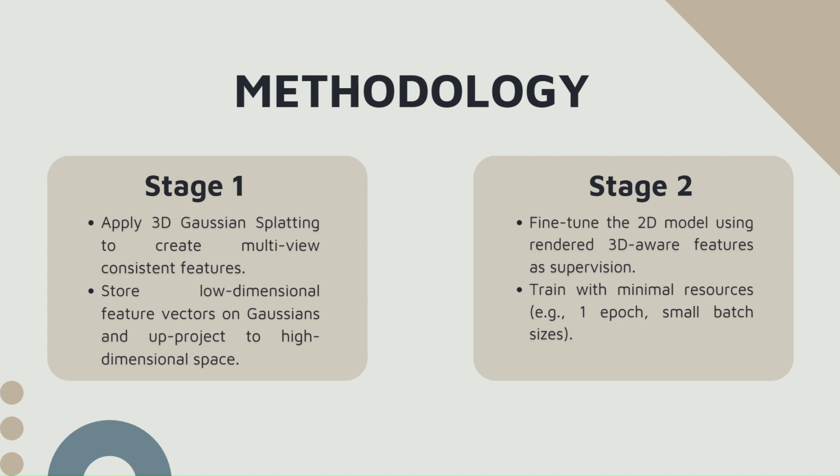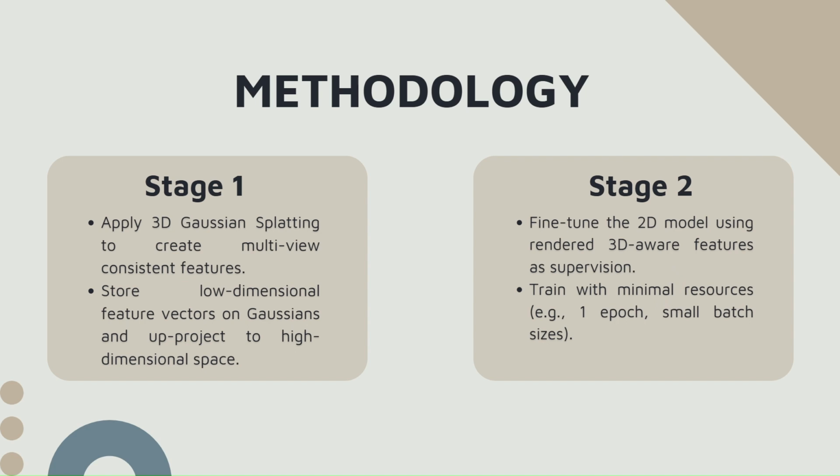Stage 2 is where the model learns to generalize this 3D knowledge back to 2D. Specifically, the original 2D backbone is fine-tuned using synthetic images rendered from the 3D Gaussians. During this stage, the rendered images, now enriched with 3D-aware features, are used as supervisory signals. Crucially, this fine-tuning process is lightweight and computationally efficient. The model is trained with small batch sizes for just a single epoch, yet it shows significant gains across downstream tasks like semantic segmentation and depth estimation.